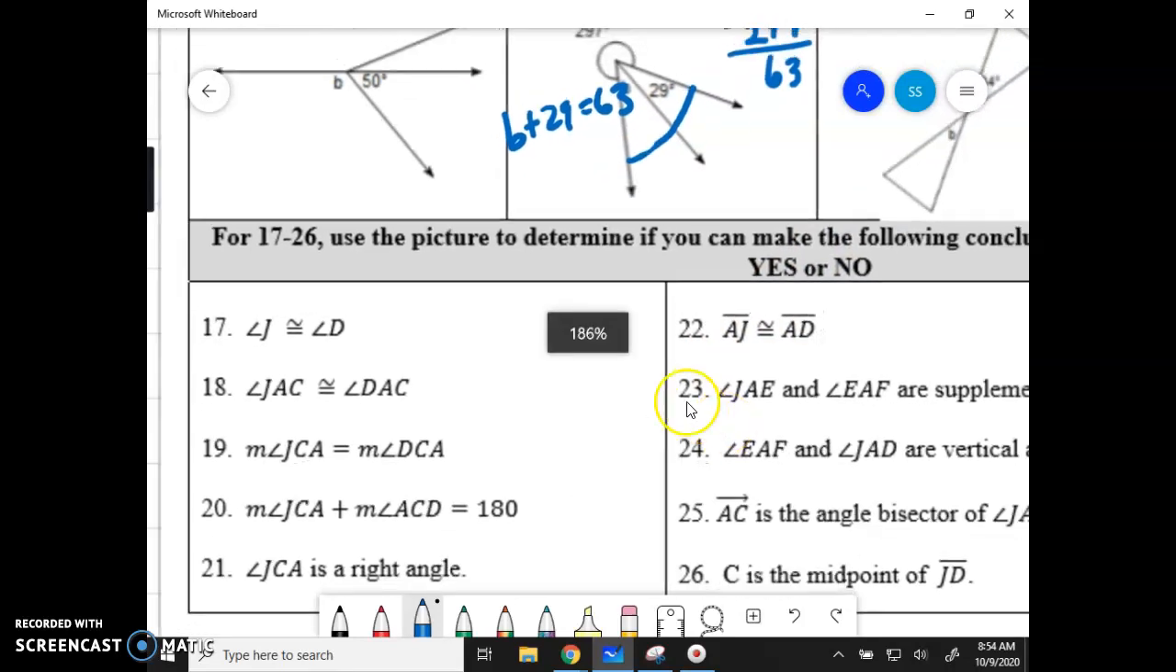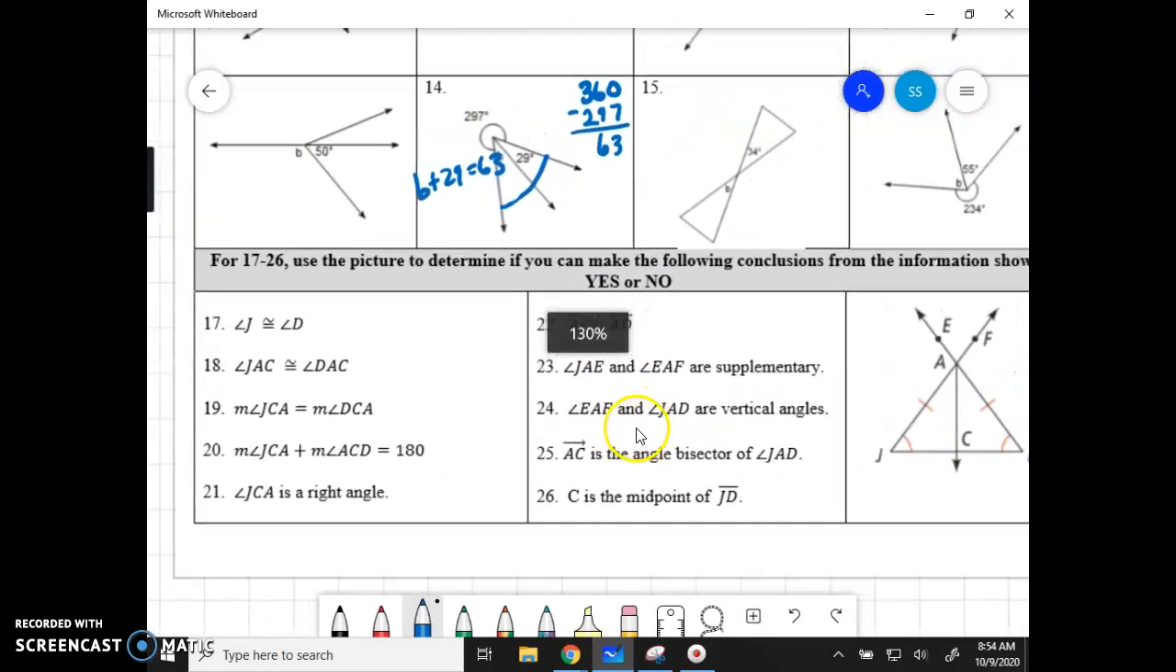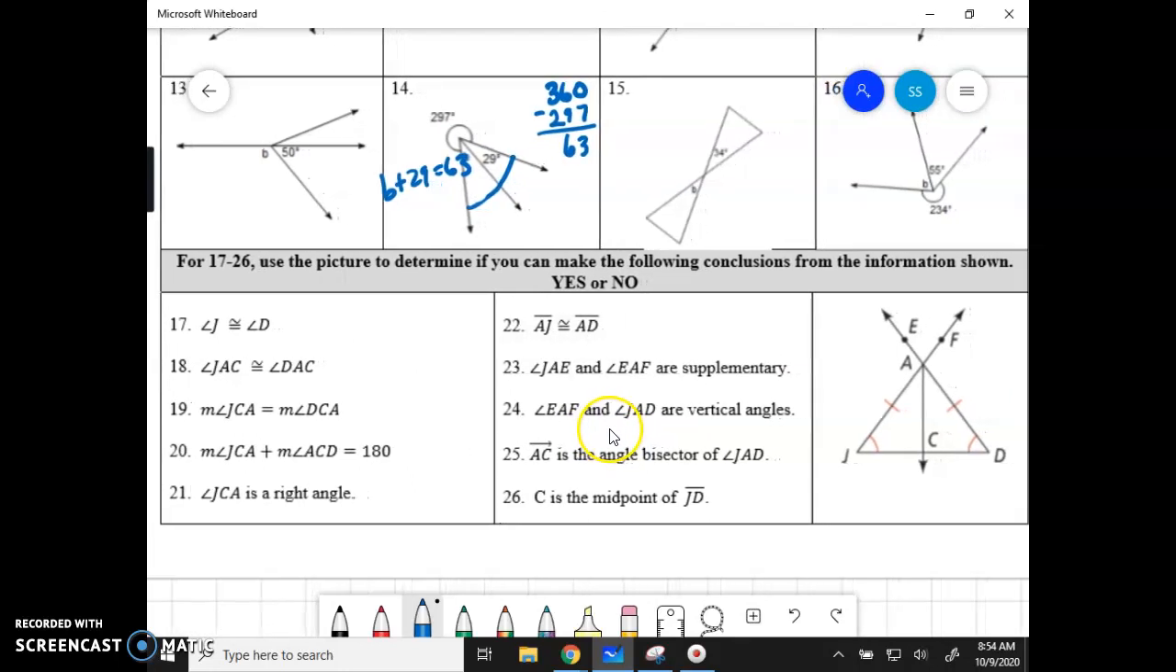All right, I might have to zoom out. Hopefully we can see this on my screen here. Maybe I'll just go through all these. 17 through 26, we're going to look at this diagram and see if we can make the following conclusions.